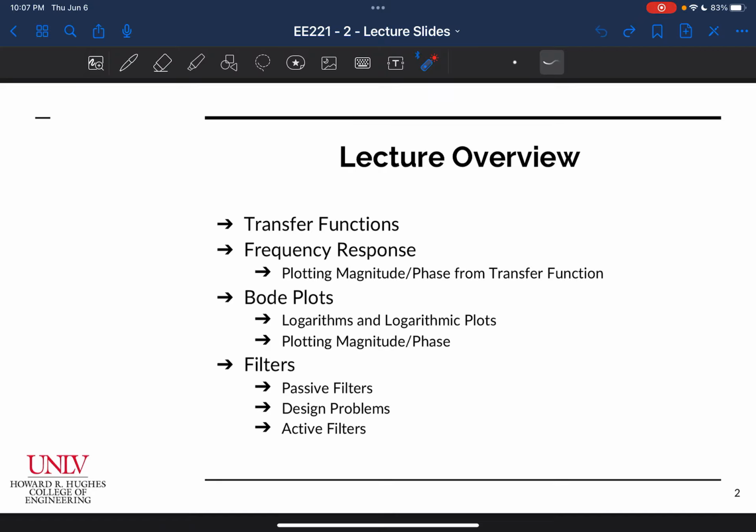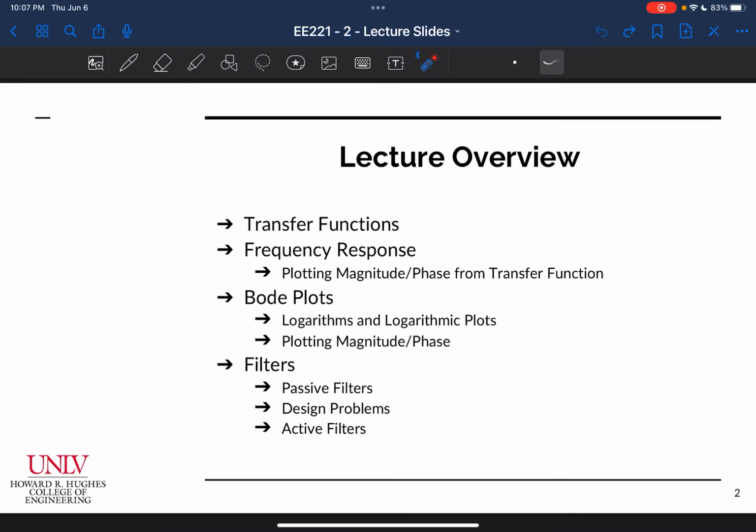And then the last thing that we're going to do is look at different types of filters, circuits that basically filter out certain frequency bands or certain ranges of frequencies and then allow other ranges of frequencies to pass through unaffected. And so there's such a thing as passive filters, which don't include any active components like op amps or transistors. And then there's active filters, which do include op amps and transistors. And then we'll look at some design problems.